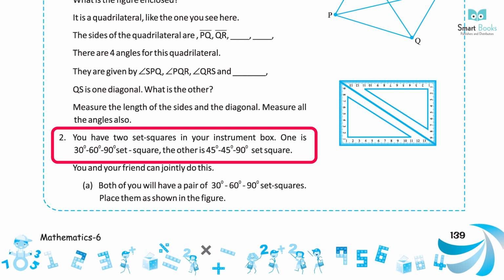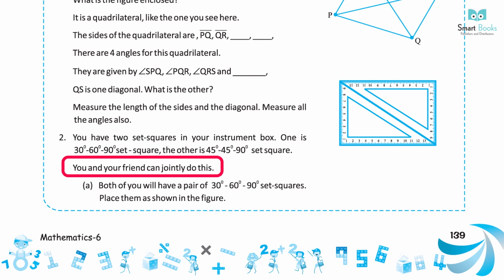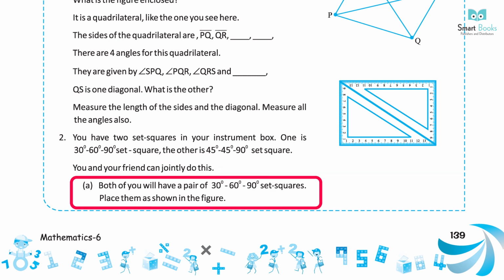2. You have 2 set squares in your instrument box. One is the 30 degree, 60 degree, 90 degree set square. The other is the 45 degree, 45 degree, 90 degree set square. You and your friend can jointly do this. A. Both of you will have a pair of 30-60-90 set squares. Place them as shown in the figure.